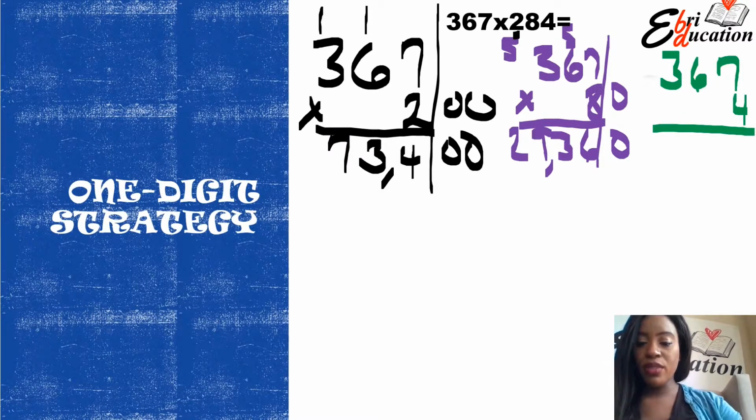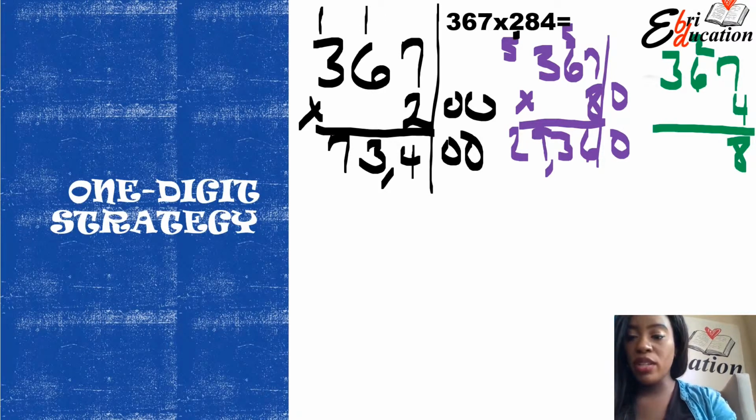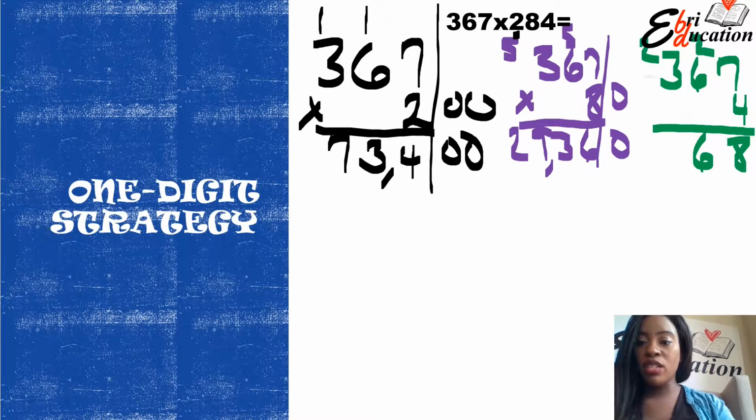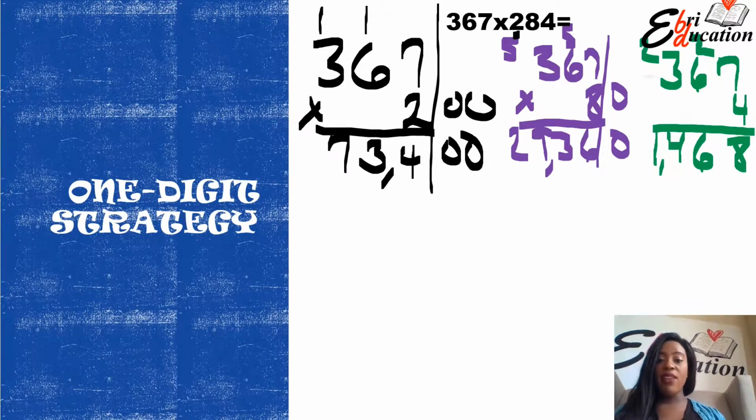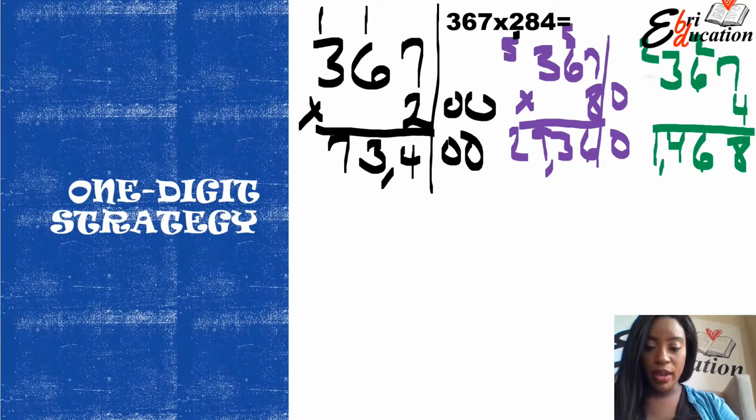Lastly, we're going to do 7 times 4. That's going to give us 28. 6 times 4 gives us 24, plus 2, which gives us 26. Then 3 times 4 gives us 12, plus 2, which gives us 14. So now we have three partial products: 73,400, 29,360, and 1,468. Now we're going to line these three numbers up.